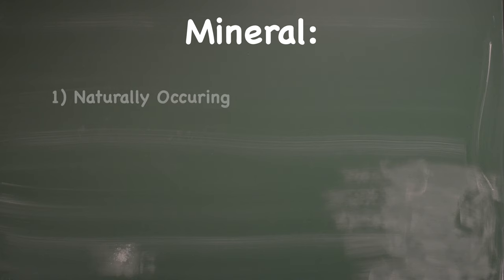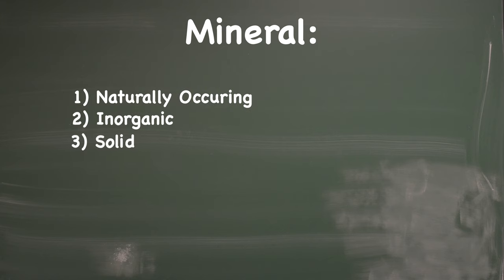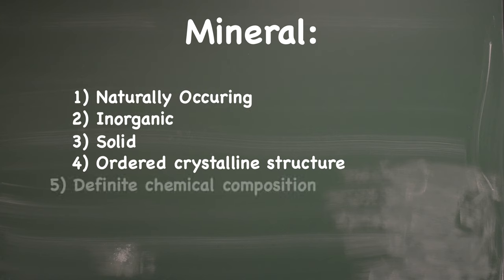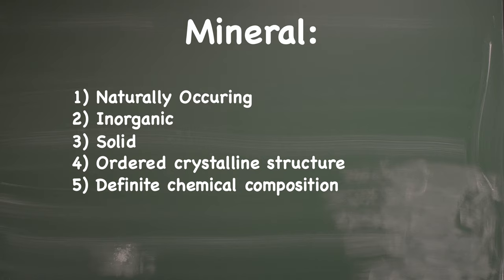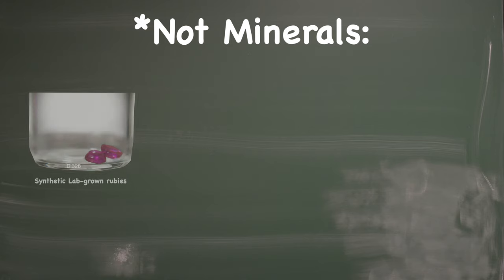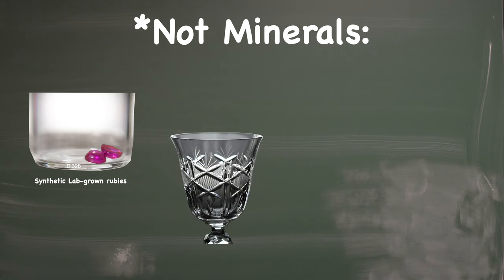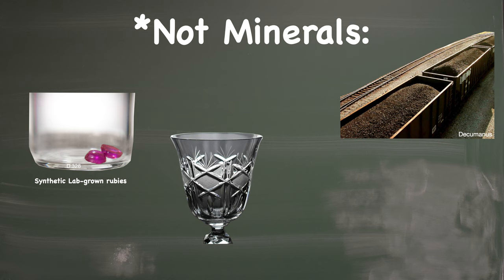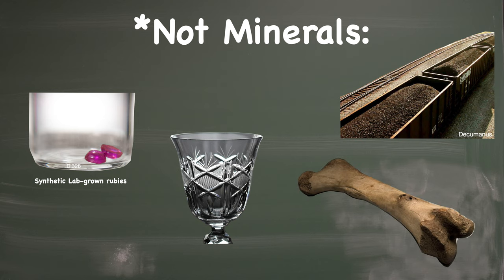A mineral is a naturally occurring inorganic solid with an ordered crystalline structure and a definite chemical composition. To be a mineral, you must meet these five criteria. So by that definition, man-made synthetic minerals are not true minerals. Glass isn't a mineral, and neither is coal, and neither is any solid that is made by living things.